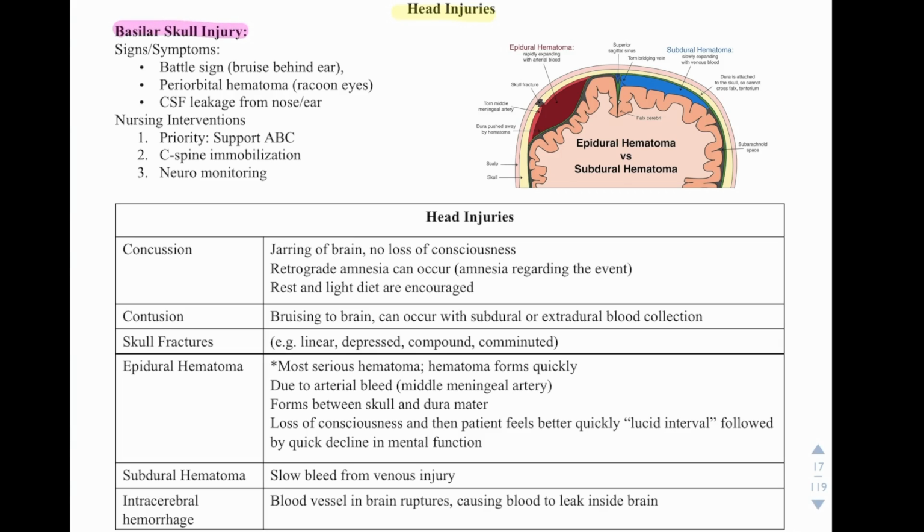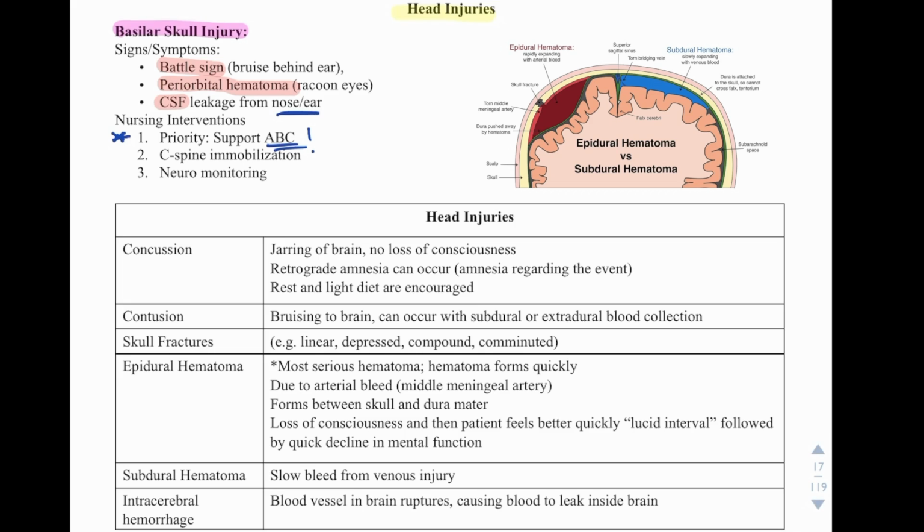So signs and symptoms. One main thing that we are looking for is called the Battle's sign, and this is a bruising behind the ear. Another sign is periorbital hematoma, so raccoon eyes, like 2 black eyes, and cerebral spinal fluid leaking from the nose or ear. Our nursing priority is to support airway, breathing, circulation. We know that's always our priority. We can do C-spine immobilization. That's when you hold the neck still, don't move the patient, make it so they don't move their neck, and neuromonitoring.